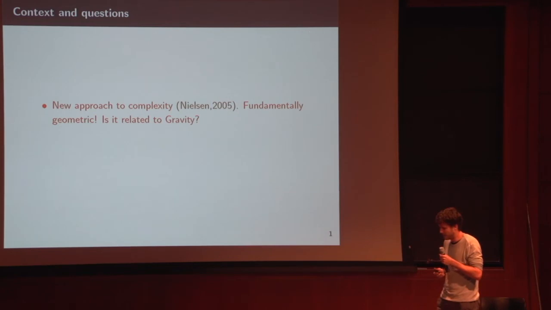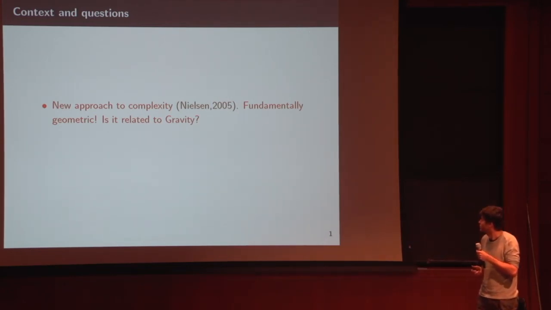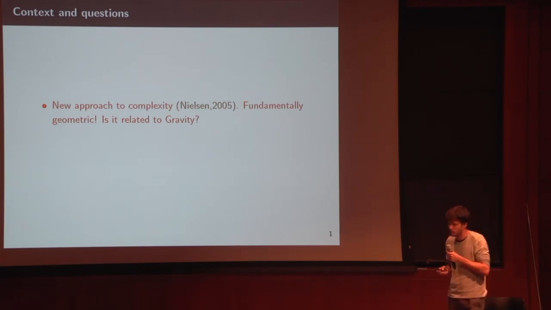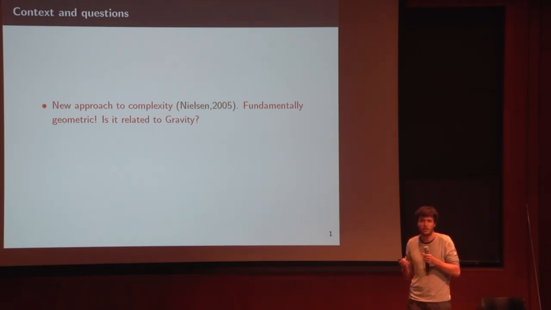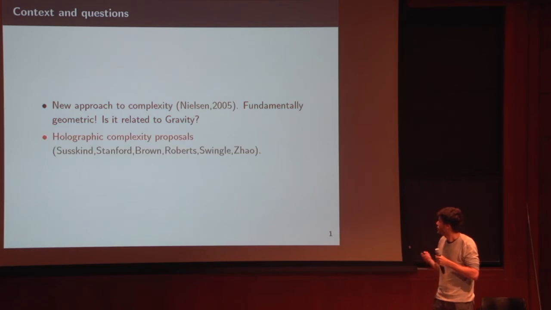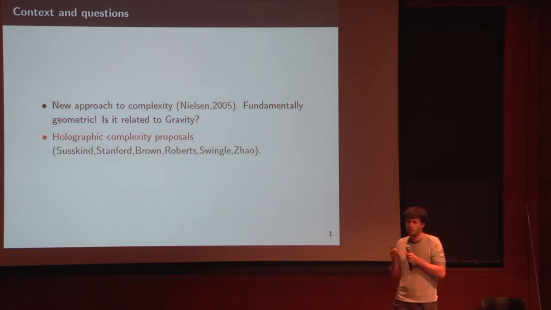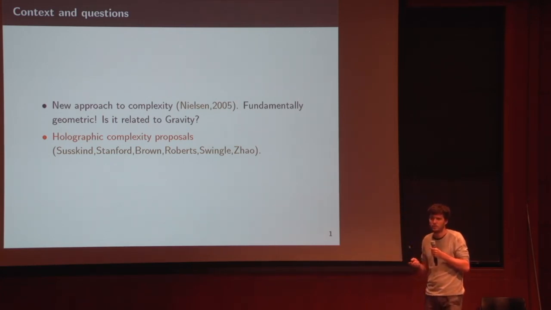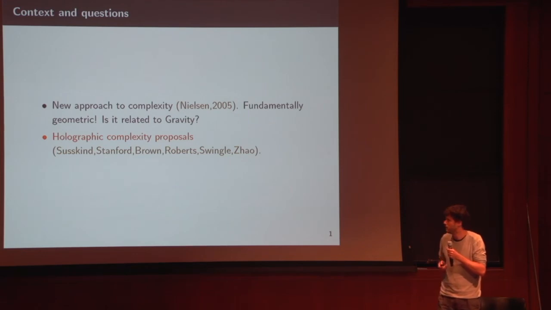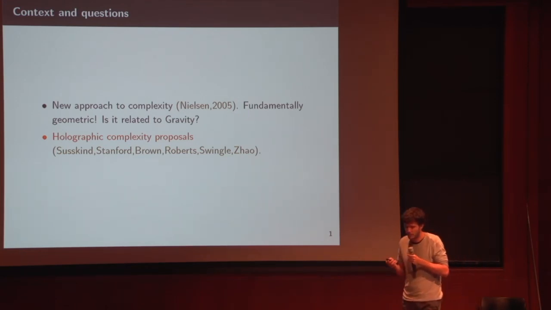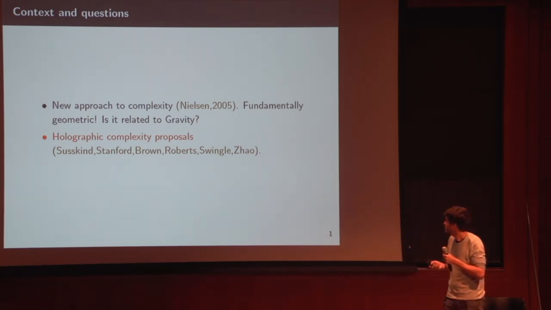We have a relatively new approach to quantum complexity developed by Nielsen. This is a fundamentally geometric approach, and we are tempted to think that it is related somehow to gravity. On the other hand, we have the recent holographic complexity proposals, which usually state that there is some space-time object which is directly related to the quantum complexity of the microscopic state. And we want to understand how such classical objects can describe such subtle quantum aspects of the state.